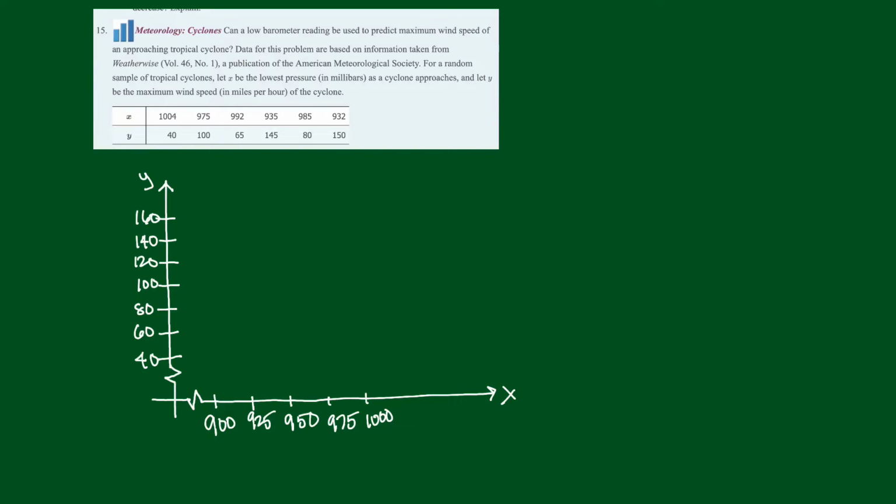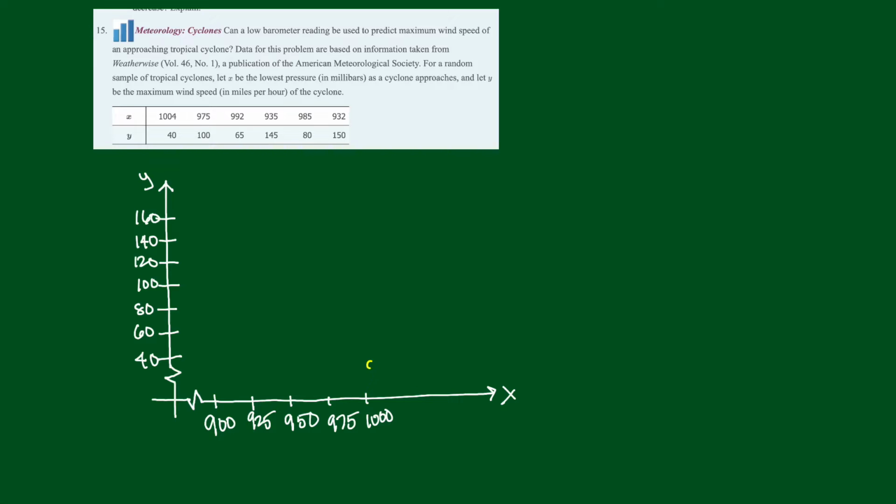Now, as best we can, we'll try to plot these points. So we've got a point at 1,004, so out to 1,004, up to 40. So x is 1,004, that's maybe right here, and up to 40. Maybe that's right here. So let's draw that as best we can. 1,000, I don't need all that.